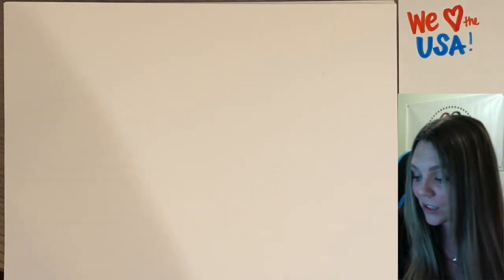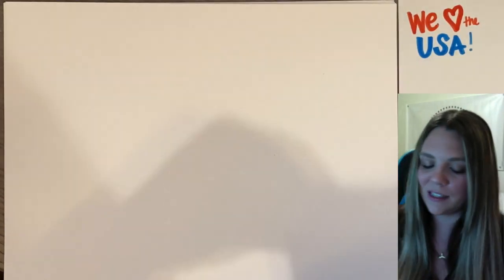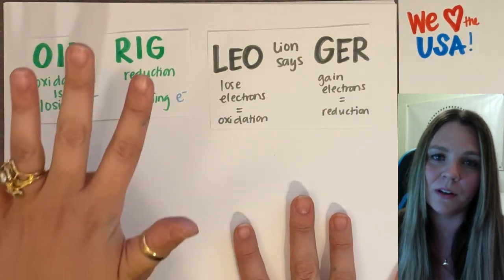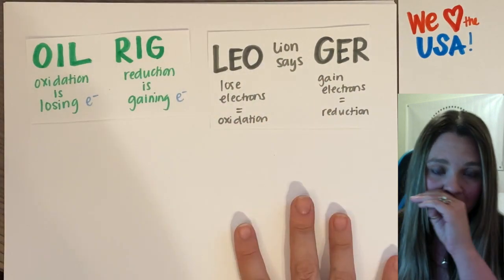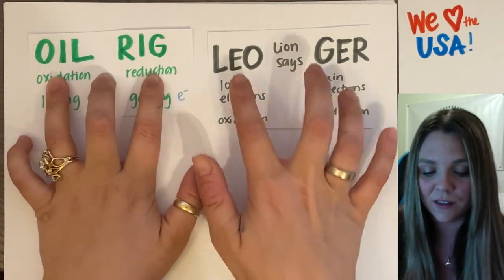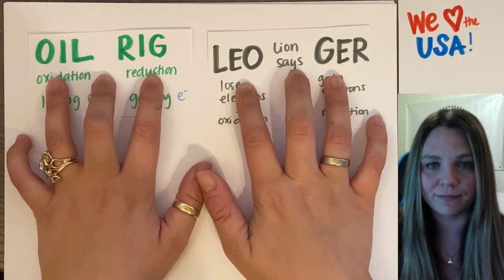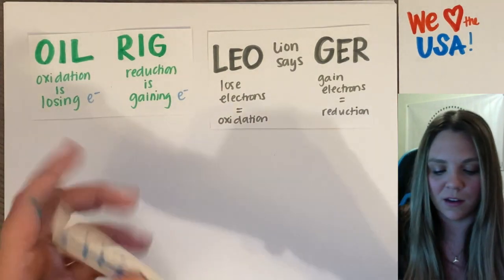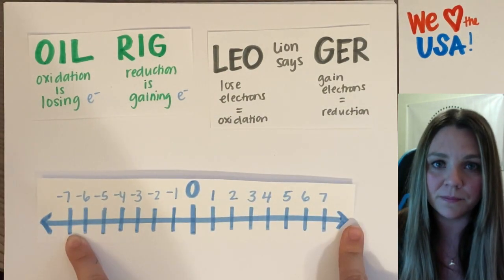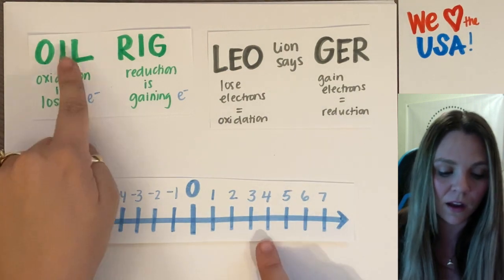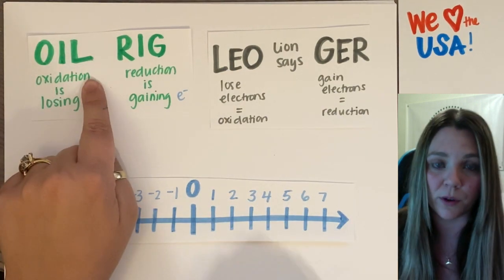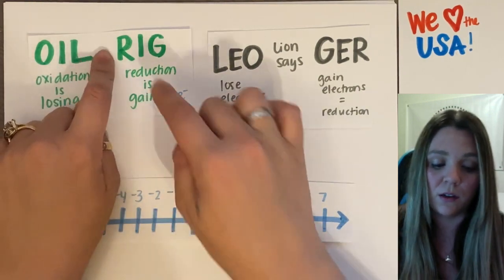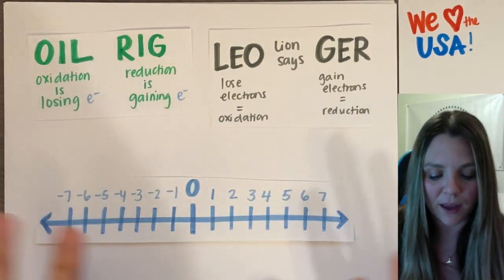There are two monikers that are relatively common for how to remember which is oxidizing, which is reducing. It's either OIL RIG or LEO the lion says GER. However it helps you think about what is going on this sliding scale, you do you. What this says is OIL for oil rig: Oxidation Is Losing electrons, and Reduction Is Gaining electrons. And that hopefully makes sense, right?